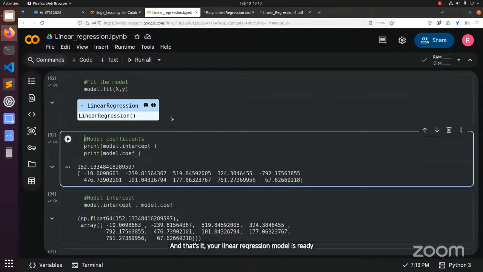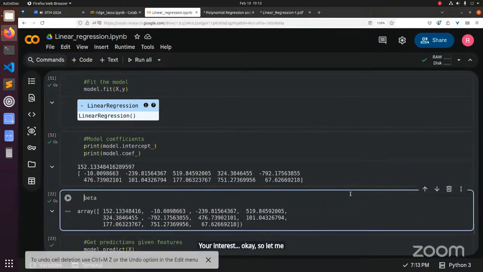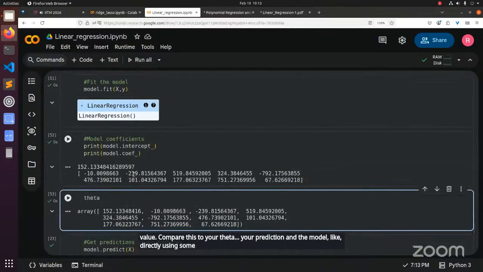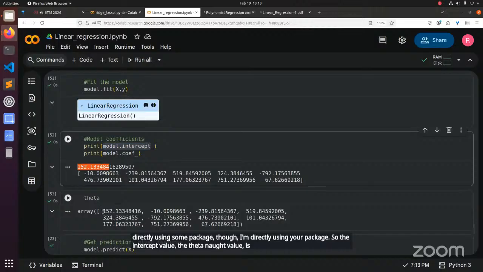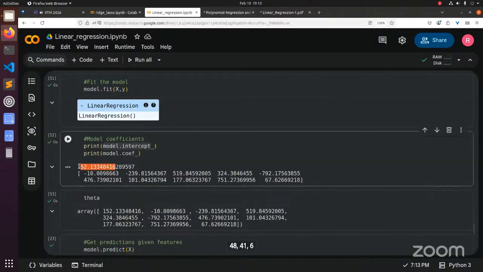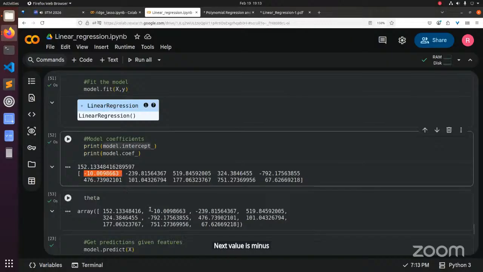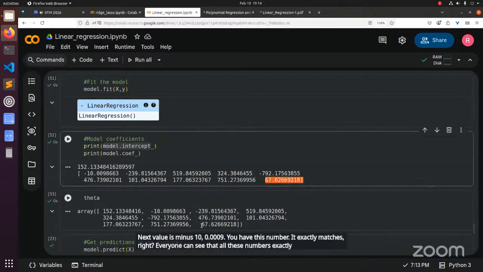If you run your model, here again you can see your theta value. Compare your theta, your prediction and the model. I'm directly using the package. The intercept value, the theta naught value, is 152. So you have exactly the same numbers, 152, 133, 48, 41, 60, matching to multiple decimal places. The next value is minus 10.0009. It exactly matches, right? Everyone can see that all these numbers exactly match.